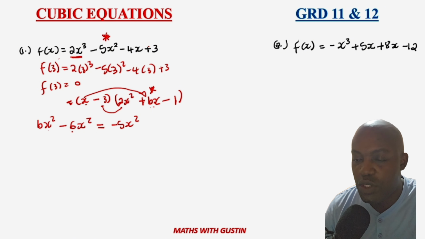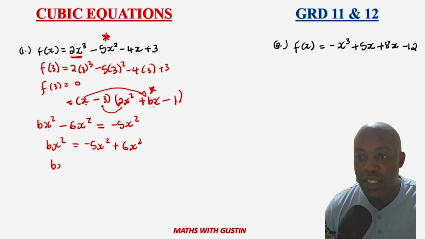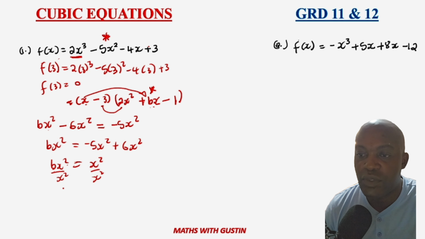Therefore, what you can do now is solve for b. We're going to take negative 6x squared to the other side. So bx squared is going to be negative 5x squared plus 6x squared. I hope you guys can see what is happening here. Now we are solving for b. So what is left, you need to divide both sides by x squared. Therefore b will be equal to 1.